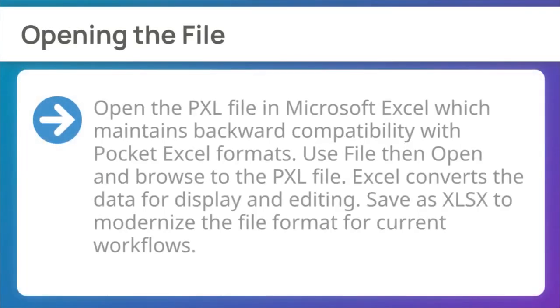First, opening the file. Open the PXL file in Microsoft Excel, which maintains backward compatibility with Pocket Excel formats. Use File, then Open and browse to the PXL file. Excel converts the data for display and editing. Save as XLSX to modernize the file format for current workflows.